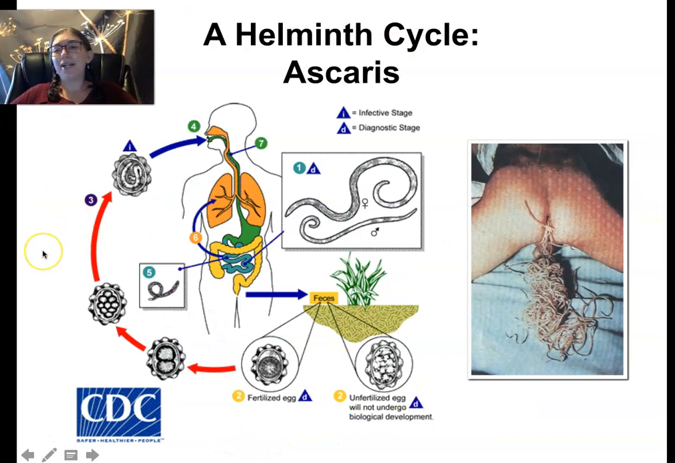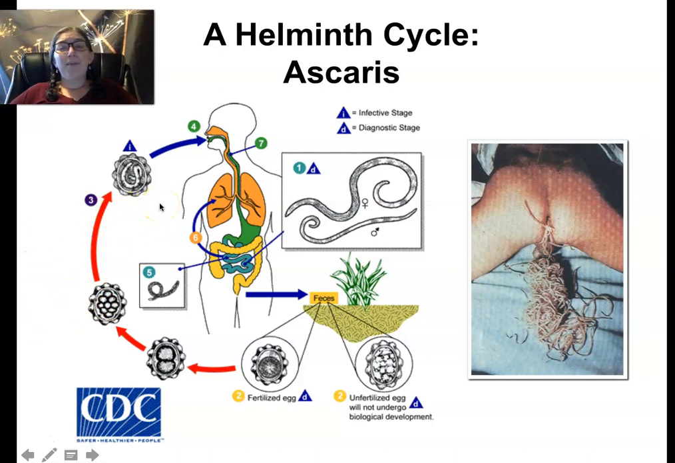So the last one that I'll talk about is Ascaris. Ascaris is a nematode, a roundworm. There are some infections in rural parts of the US sometimes still, usually associated with pig farms, but really uncommon in the US, even less common than tapeworm infections.